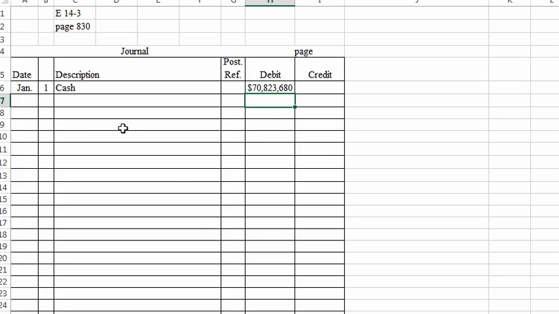Okay, bonds payable, the liability, will always go on the books at the face amount. It'll later on come off the books at the face amount. It's a liability, so it increases on the credit side. Bonds payable is going to go on the books at 80 million.